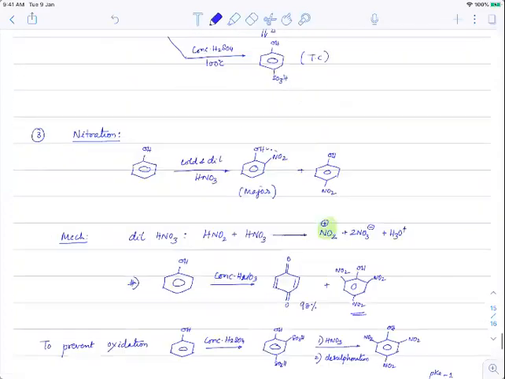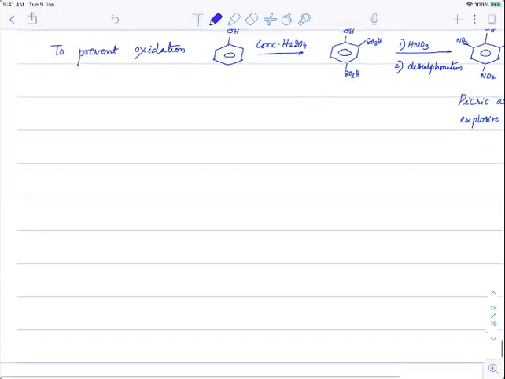Clear, beta? Okay. So these are all the reactions which you have. The last set of reactions which we'll do is reduction reactions. Oxidation is done now, so let us do the reduction reaction. This is the last set of reactions of phenols.